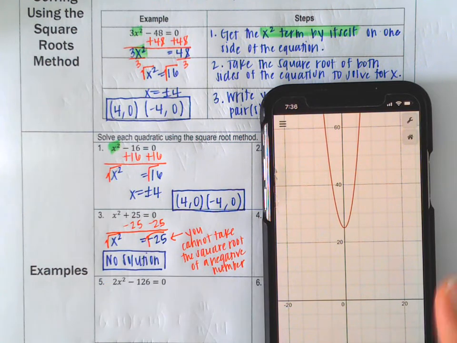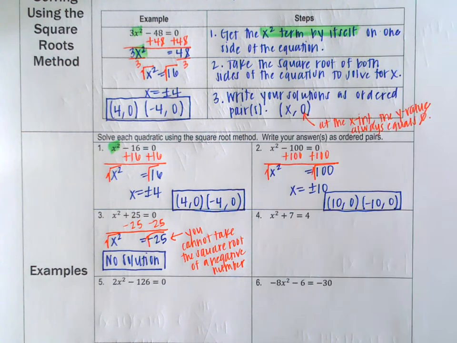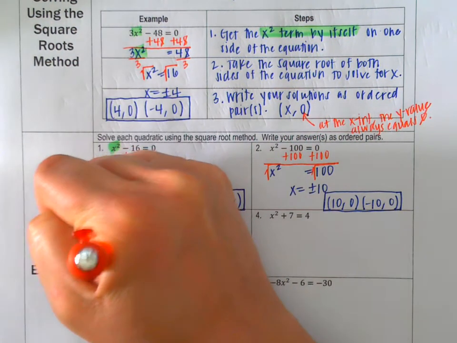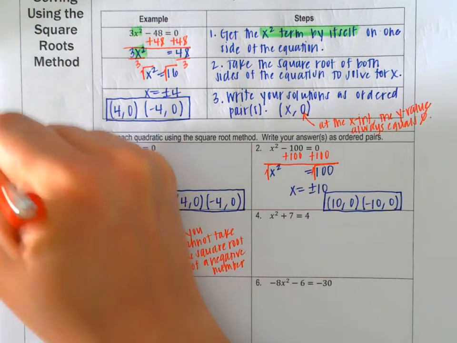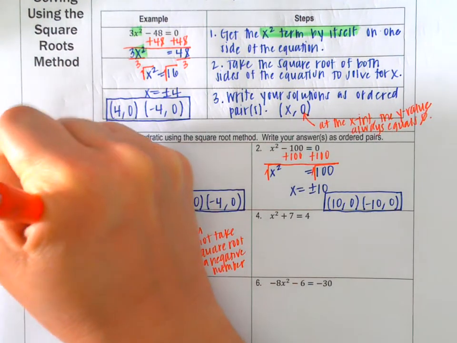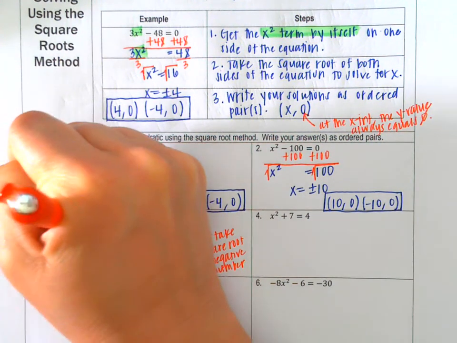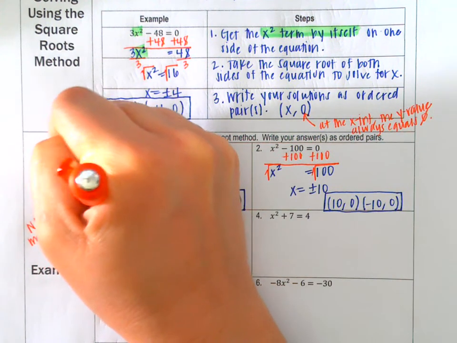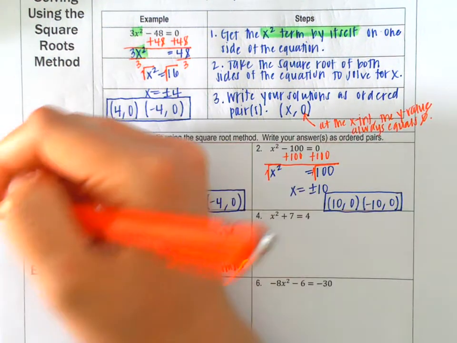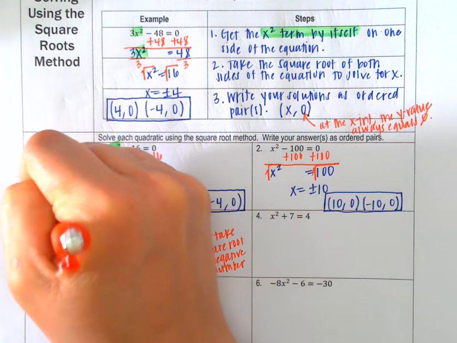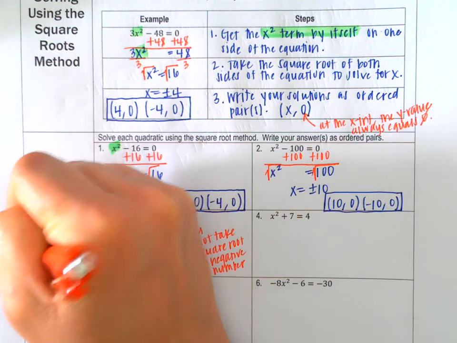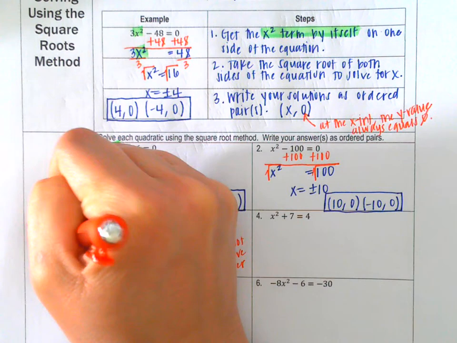No x-intercepts, no solutions. It's above the x-axis, or it could possibly be below it, and it just never crosses it. So that's what a no solution means. So no solution means the parabola does not cross the x-axis.